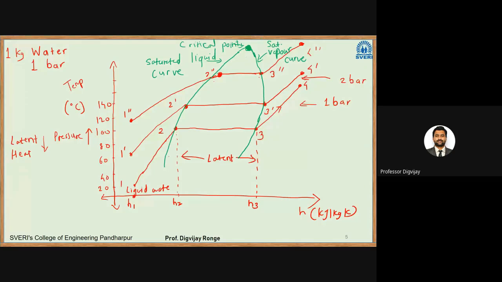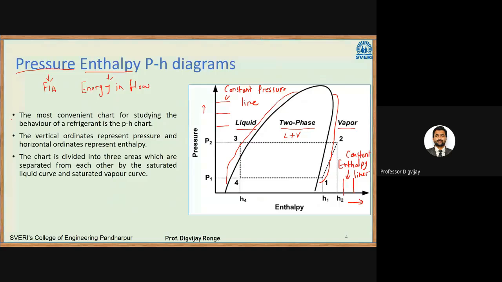So I hope you have understood the process. We started with 1 bar. Then we followed the same process for different pressures, and ultimately we got a number of saturated liquid points and saturated vapor points. We obtain two loci, and if I join these two loci, we get a critical point. That is how we get these diagrams for different pressures. That is what is shown here also. If you see this diagram, this is a pH diagram, and here you will get a critical point.